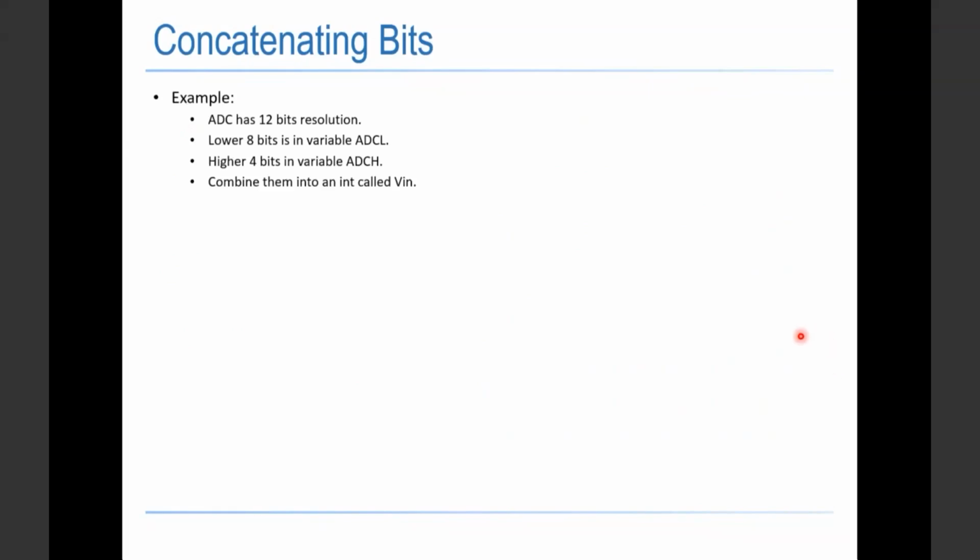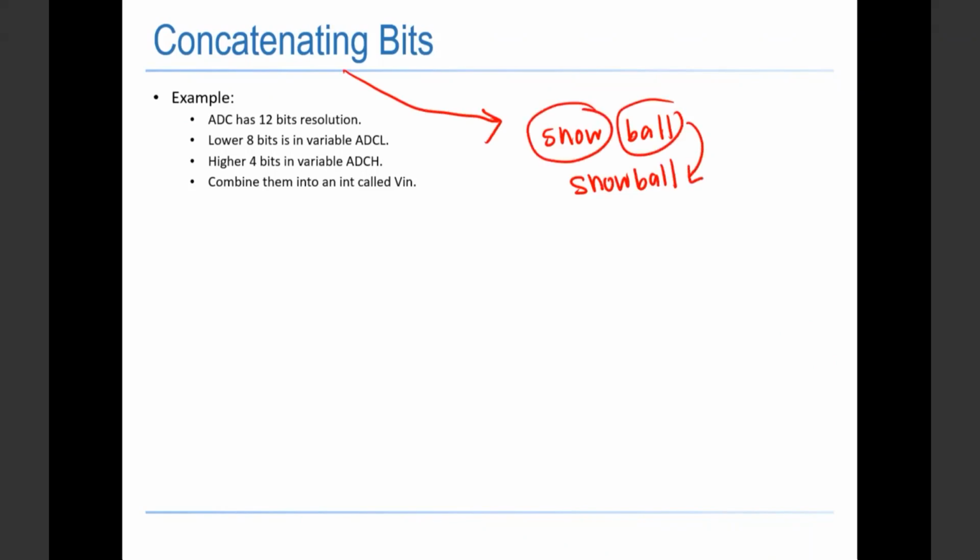We're going to look at concatenating bits. Concatenation is the operation of joining character strings end to end. For example, the concatenation of snow and ball. You have snow and ball, and you're going to concatenate these two words so that it becomes snowball. So this is what concatenating bits does: you join the two strings, snow and ball, and make it as one.